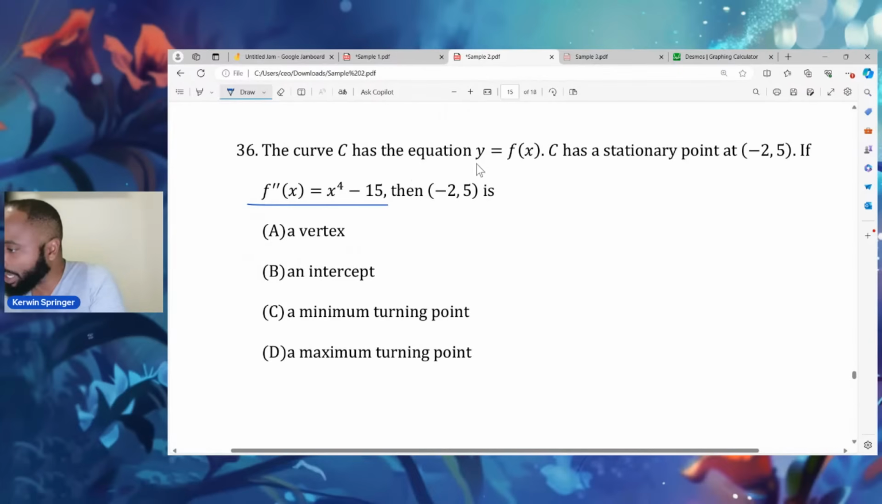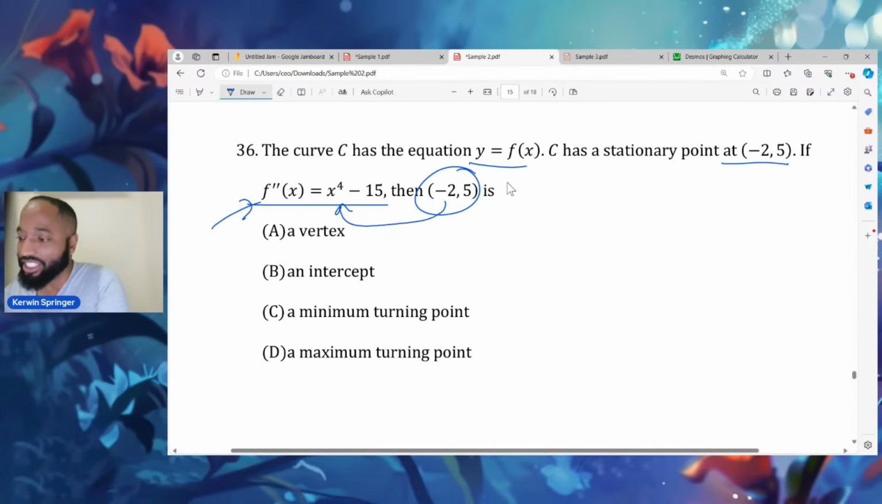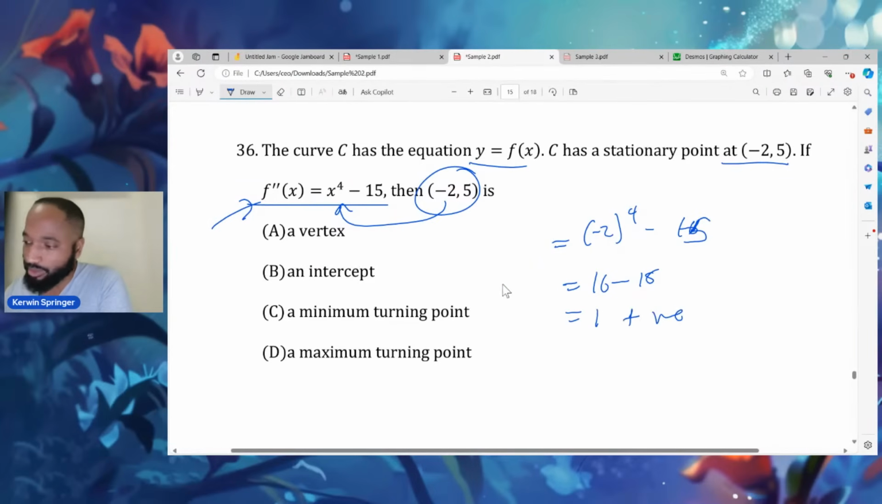The curve C has this. It has a stationary point at negative 2, 5. Oh, so they give you the second derivative and they give you the point. So you're going to substitute to find the nature of the point. When I substitute x is negative 2, I'll get negative 2 to the power of 4 minus 15, so this is 16 minus 15. So this is positive. And since it's positive, we can expect a minimum point.